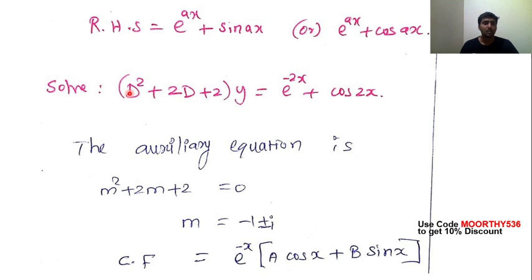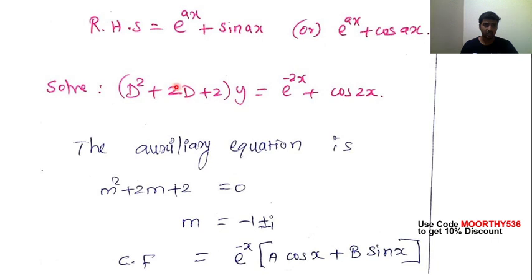So coming to this problem, first we need to replace the letter capital D by m. So the auxiliary equation is m square, instead of D we replace m, so m square plus 2m.